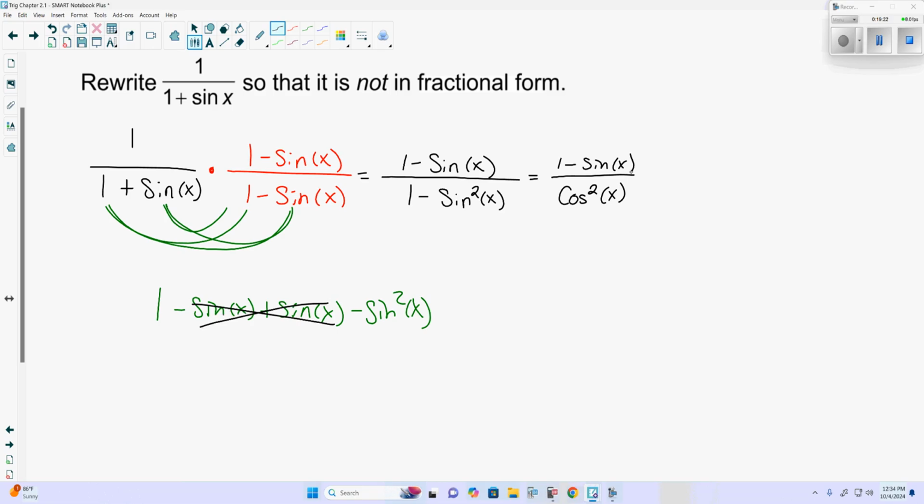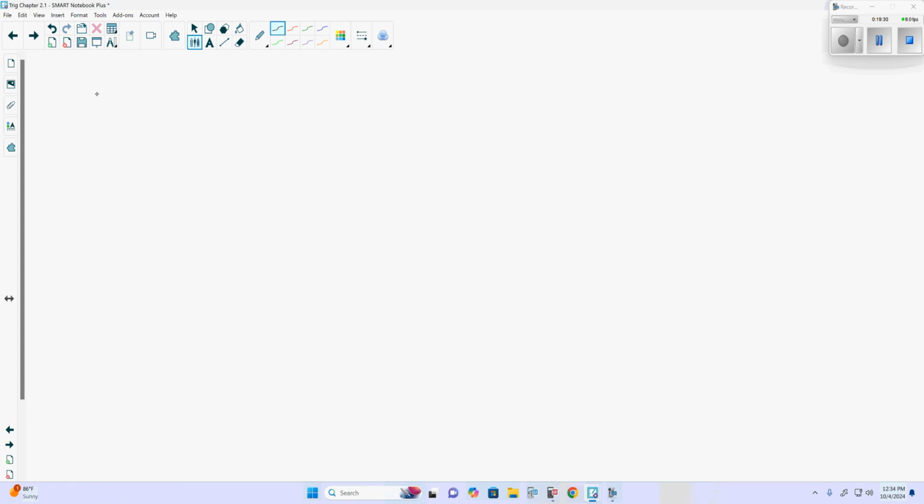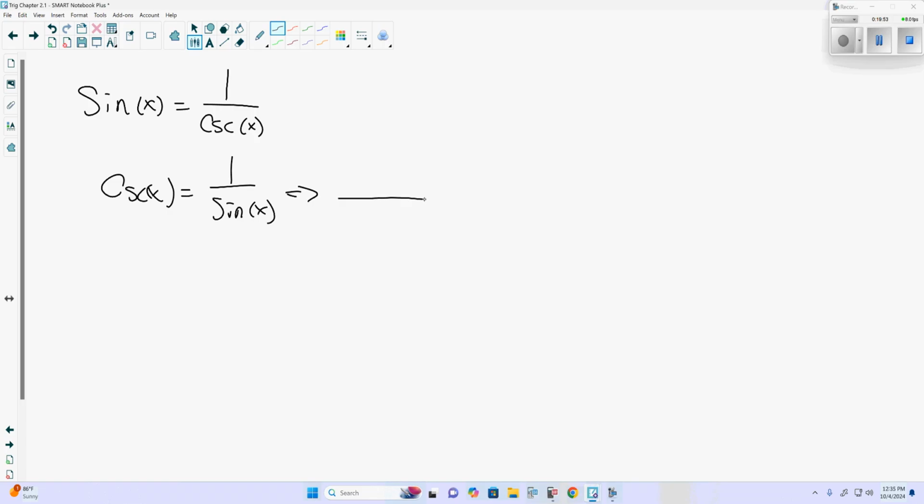So, the biggest thing is when we start here, again, they just don't want fractions, yes? Now, according to our reciprocal functions, I'll get a new page. Sine of x is 1 over cosecant of x, yes? Cosecant of x is equal to 1 over sine. And we have all of these here. So if I had 1 over sine, I could rewrite it as cosecant. Well, that's not what we have. If I had 1 over, say, sine squared of x, that would be the same as cosecant squared. The power doesn't matter.